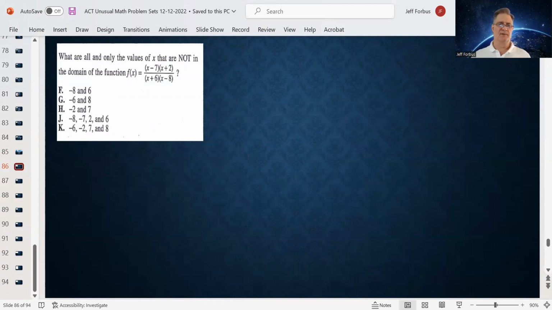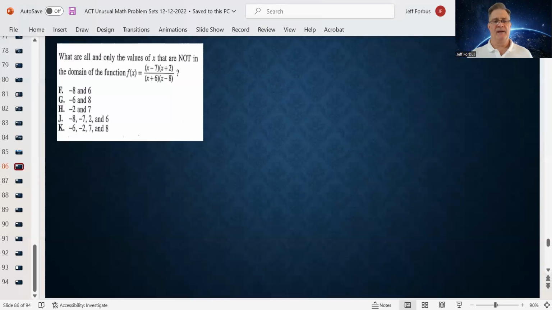This question, as soon as I look at it, I see a fraction that's algebraically expressed. So the first thing I think of before I read the question is, what makes the denominator equal to 0? Because the ACT loves the idea of making fractional equations undefined. So what's the question saying? What are all and only the values of x that are not in the domain? So what values of x are not in the domain of this function?